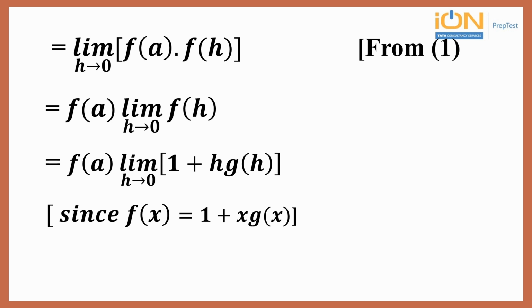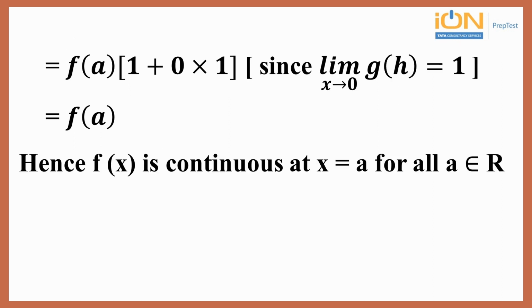Therefore, f(a) can be brought out of the limit, and we have f(a) into limit as h tends to 0 of f(h). But we already know that f(x) is equal to 1 plus x into g(x). Therefore, we can write this as f(a) into limit as h tends to 0 of (1 plus h into g(h)). And since limit as h tends to 0 of g(h) is equal to 1, we get in the bracket 1 plus 0 times 1.